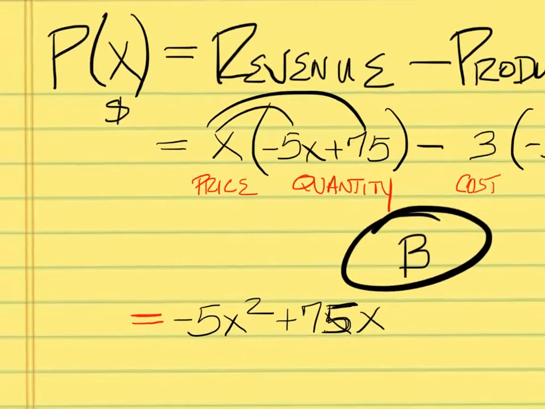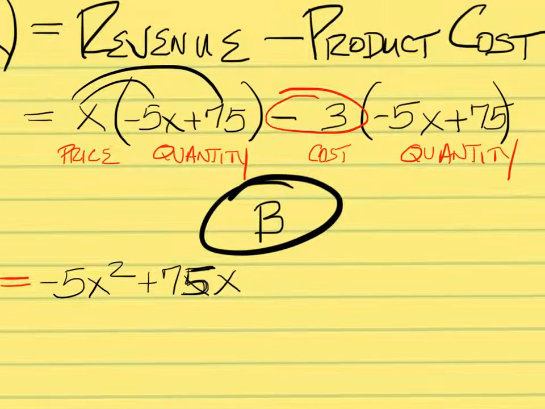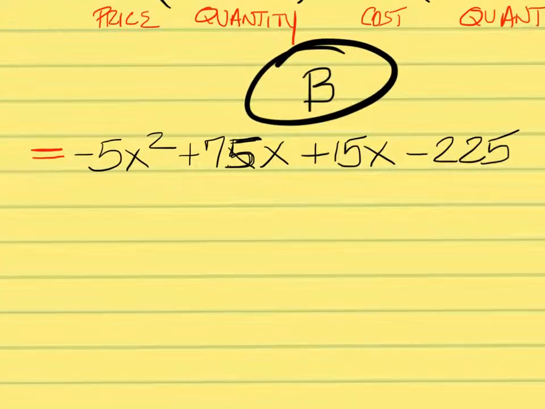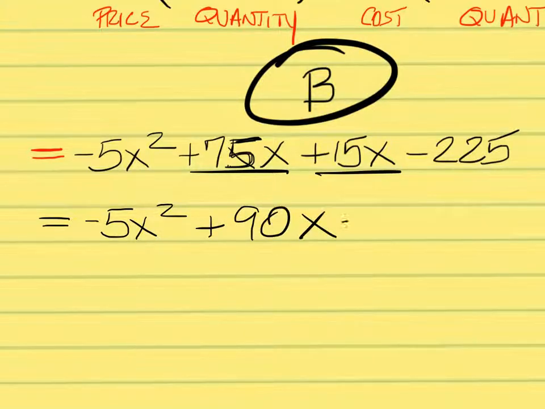And now we go over to the other side and treat this as negative 3. Negative 3 times negative 5x is plus 15x. And then negative 3 times 75 is negative 225. Simplify like terms. 75x plus 15x is 90x. Now that is technically your profit function, simplified. So now we're officially done with part B, and we can go look at part C.